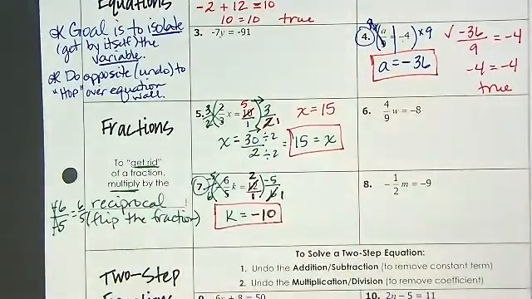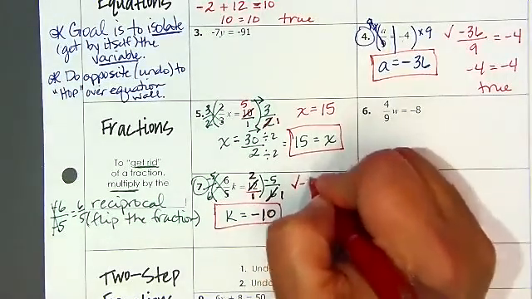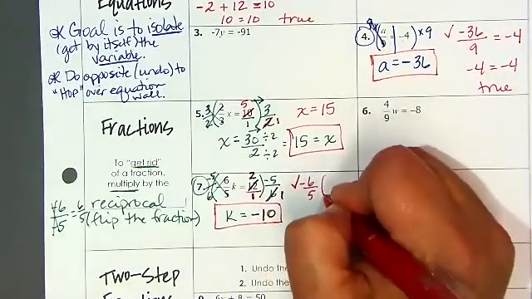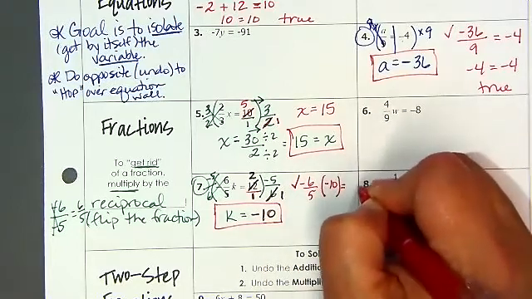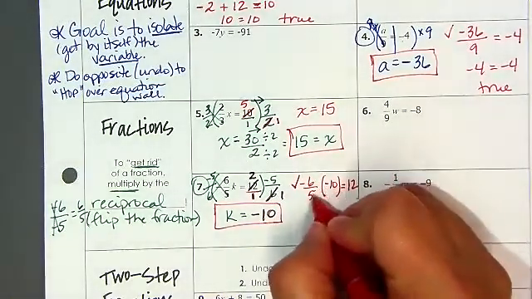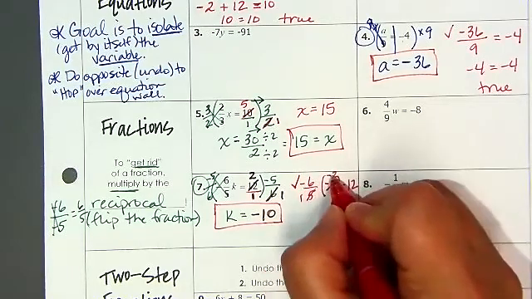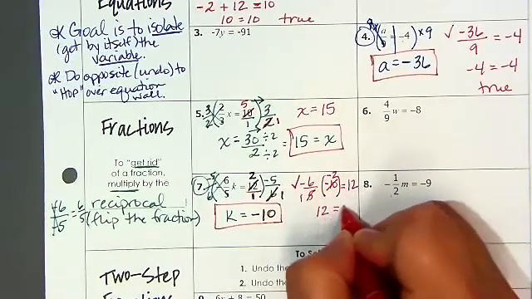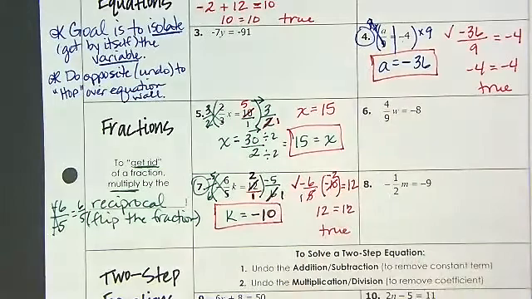And now if I'm checking, for the check, I'm going to have -6/5 times -10. And I'm trying to see if that equals 12. All right. 5 goes into 5 one time. 5 goes into -10, -2 times, -6 times -2 equals 12. 12 equals 12. This is true, so therefore this is the correct answer. Okay, moving right along.